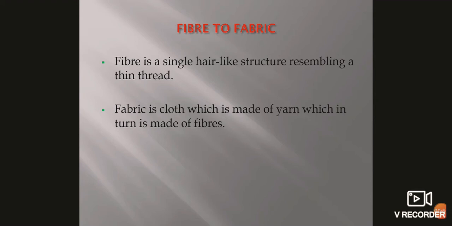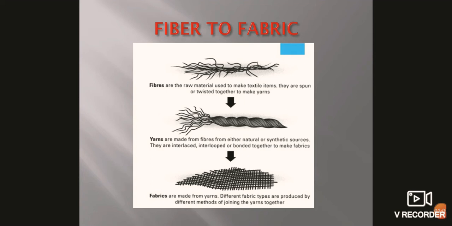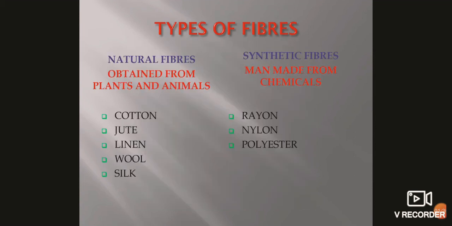Fiber. Fiber is a single hair-like structure resembling a thin thread. Fabric is, as I said earlier, cloth, which in turn is made up of yarn. So, fiber makes the yarn. Many very small fibers make the yarn or the thread. The threads are interlocked, made into patterns and woven into fabric or cloth. Let us learn in detail where these fibers come from.